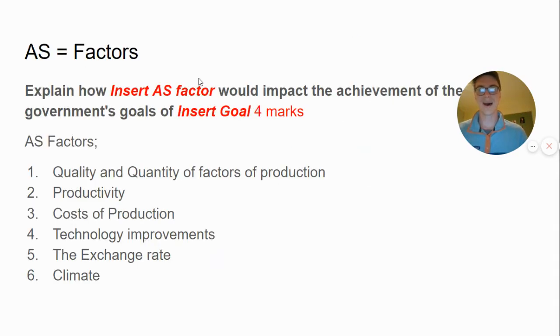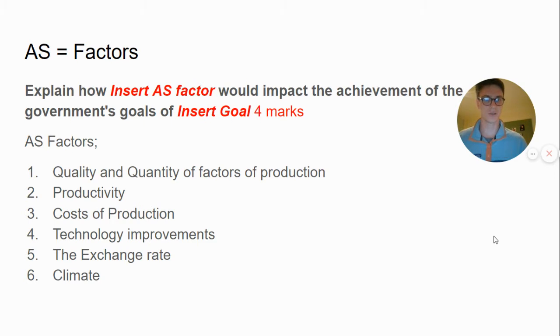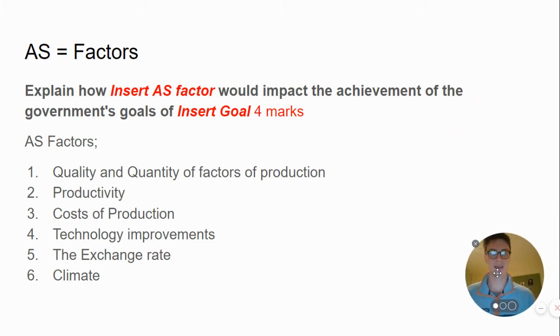Now just remember that usually the aggregate supply curve doesn't shift to the left. So what could be our question? What's the structure of our question? It's going to be exactly the same as we just did before for aggregate demand, but now it's for aggregate supply. So explain how insert an aggregate supply factor would impact the achievement of any of our three goals. Remember, our aggregate supply factors are the quality and quantity of the factors of production, our productivity, cost of production, technological improvements, and the exchange rate or climate. So how would a change in any one of these aggregate supply factors affect aggregate supply and therefore our macroeconomic goals?